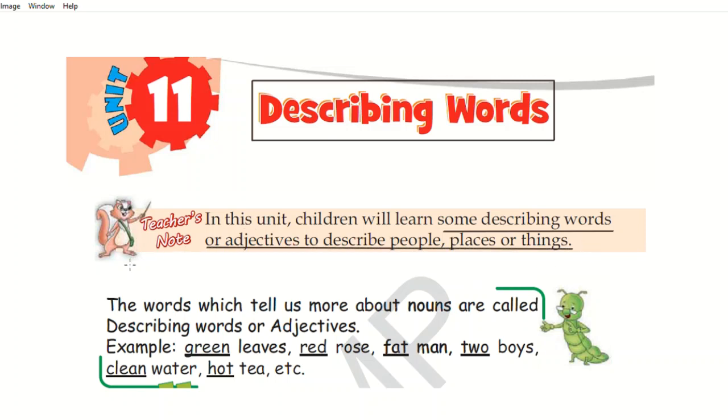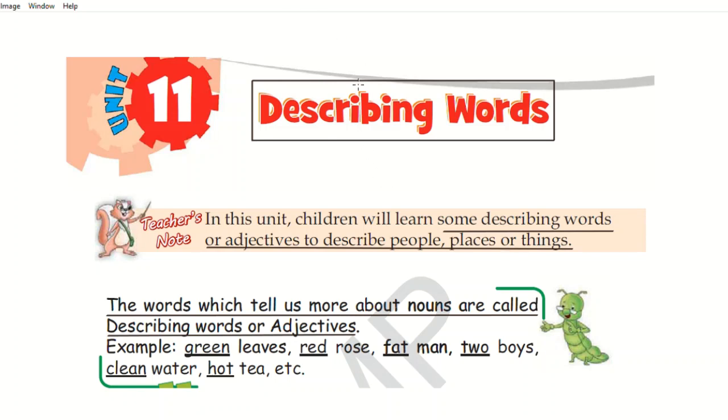Now let's read it. The words which tell us more about nouns are called describing words or adjectives. Children, underline these 2 lines. The words that tell us more about the nouns, the naming words. Such words are known as describing words, and describing words are also called adjectives.